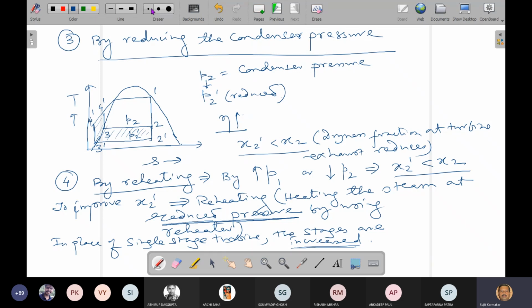Instead of the last day, you can write this way also. In place of single stage turbine, number of stages are increased. You can write number of stages are increased. Please note down. Then I shall go to the explanation part.